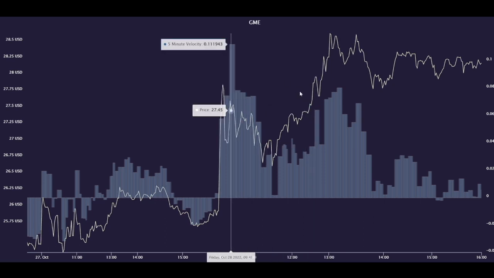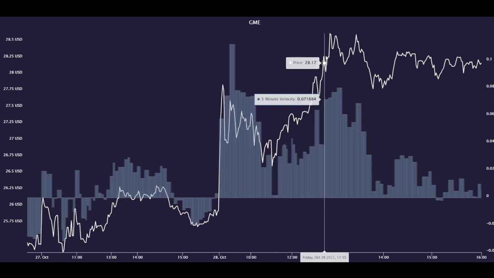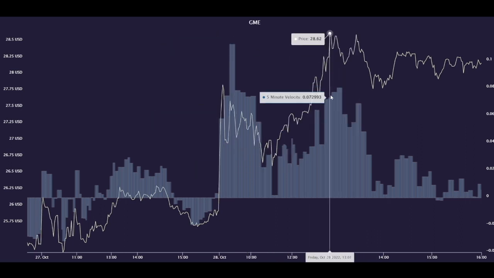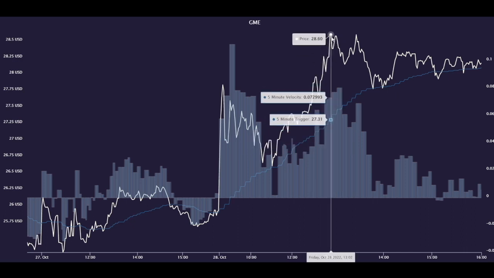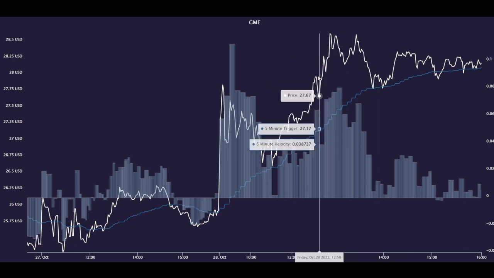Here's your first new high, bearish divergence, velocity does not make a new high, and here's your second new high. So again, if price makes a third new high with bearish divergence, it means price will automatically revisit the 5-minute trigger, which it did, right? As soon as you had your third high, it came straight back down to the 5-minute trigger.